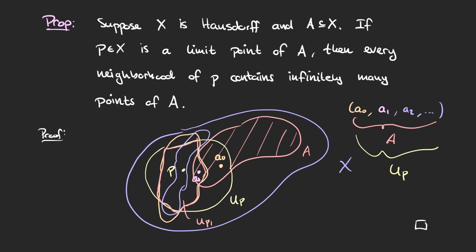So in summary, we've seen that Hausdorff spaces have several nice properties. First of all, finite sets in Hausdorff spaces are closed. Hausdorff spaces have unique limits if sequences converge. And finally, limit points are a much stronger concept in Hausdorff spaces because they fulfill this proposition that every neighborhood of some limit point contains infinitely many points of the set of which it's a limit point. This concludes what I wanted to say about Hausdorff spaces.